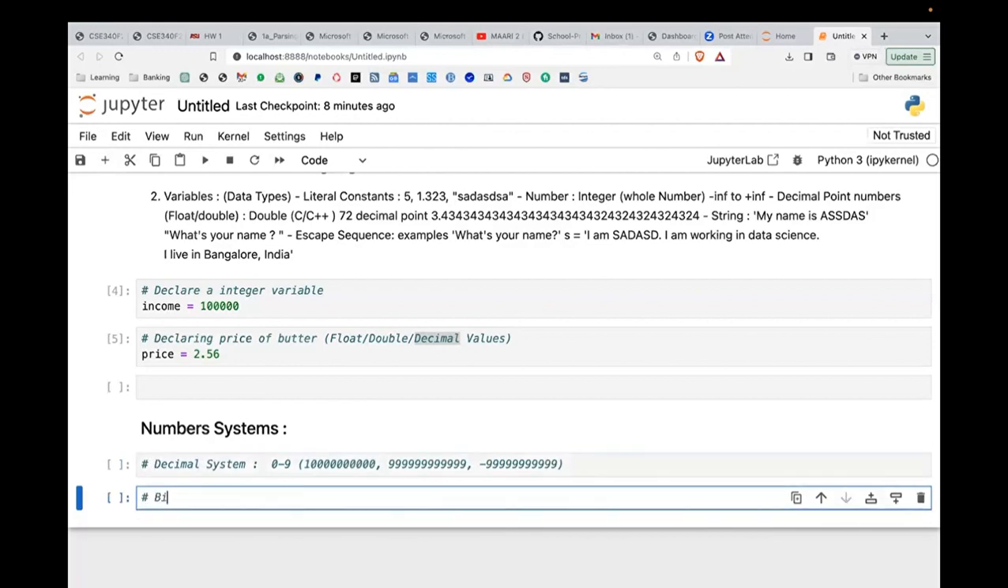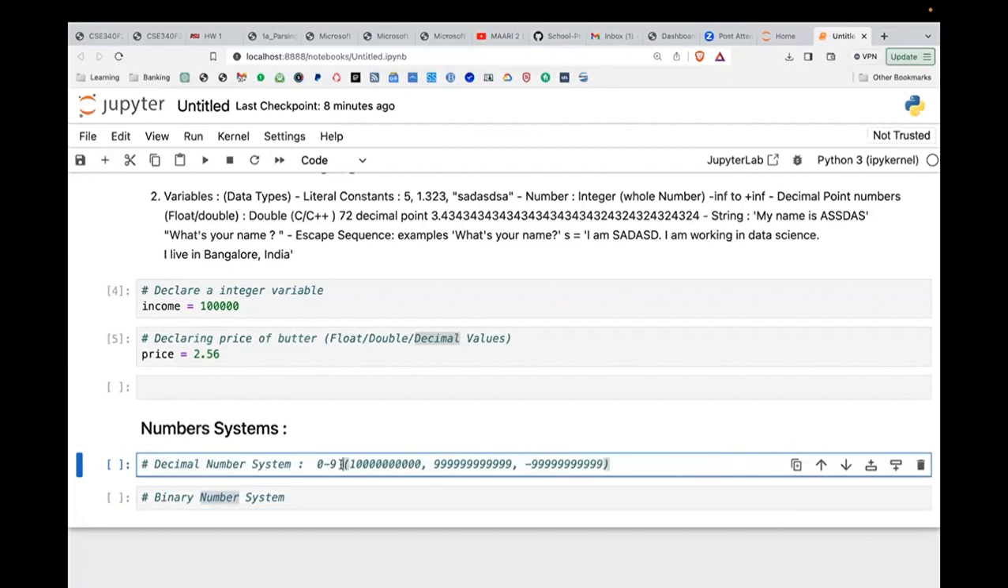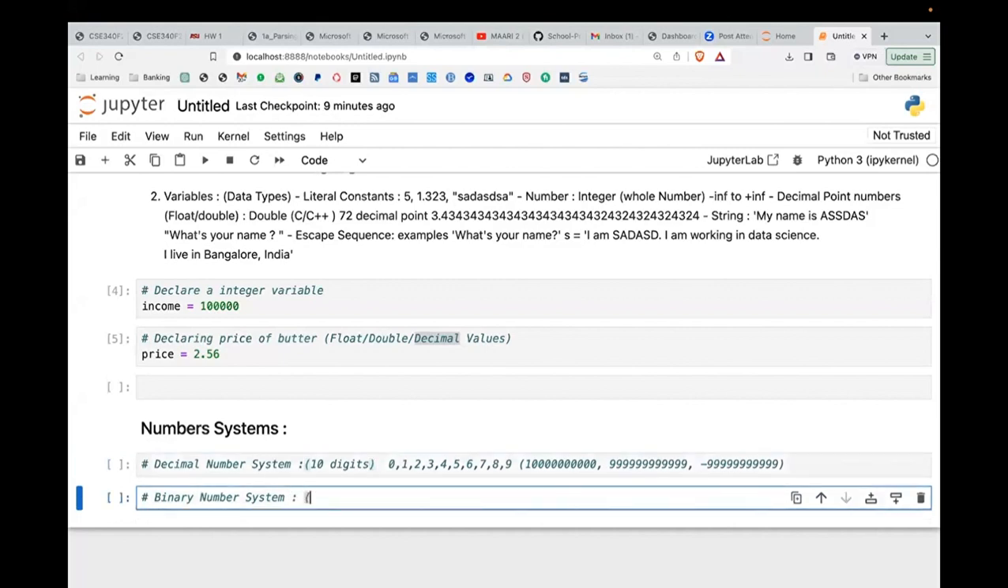This is the way the computer works: the binary number system. So what is actually binary? A binary value is represented by only two values. The decimal system uses 0 to 9: 0, 1, 2, 3, 4, 5, 6, 7, 8, 9. So these numbers will be used. There are a total of 10 values, that's the reason we call it 10 digits, used to display any number. In binary, only two digits are used.